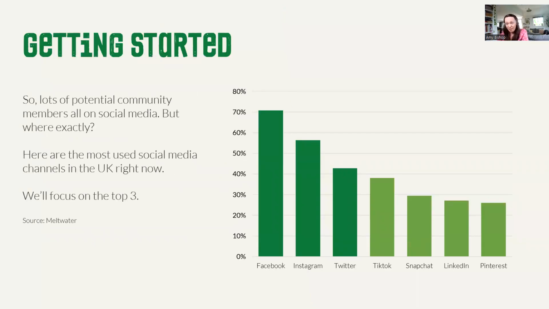So we've learned that there are billions of people on social media and that we can reach them, engage them, and create a community around them. But it might be useful to understand where exactly on social media they are, because there's lots of different platforms out there. So here's a bit more data, and this chart shows the most used social media platforms in the UK right now. What we're going to do is focus in on those top three, the ones in the darker green, and I'll go through each of them and give you a bit of an overview.